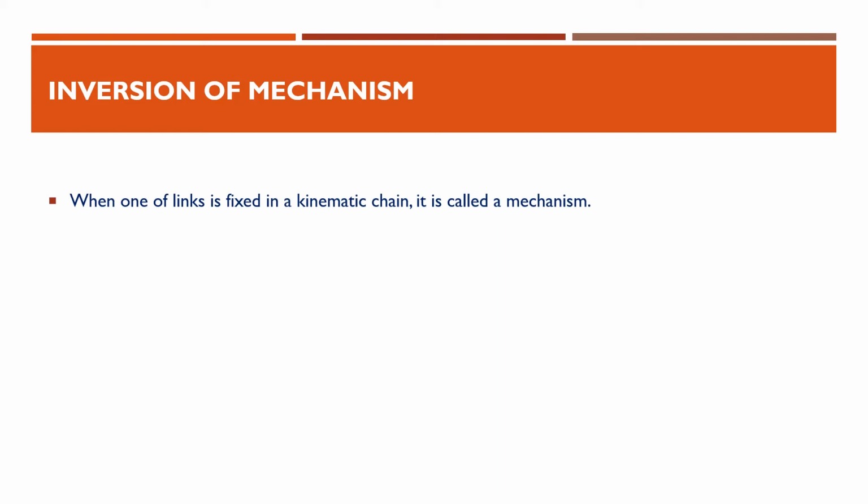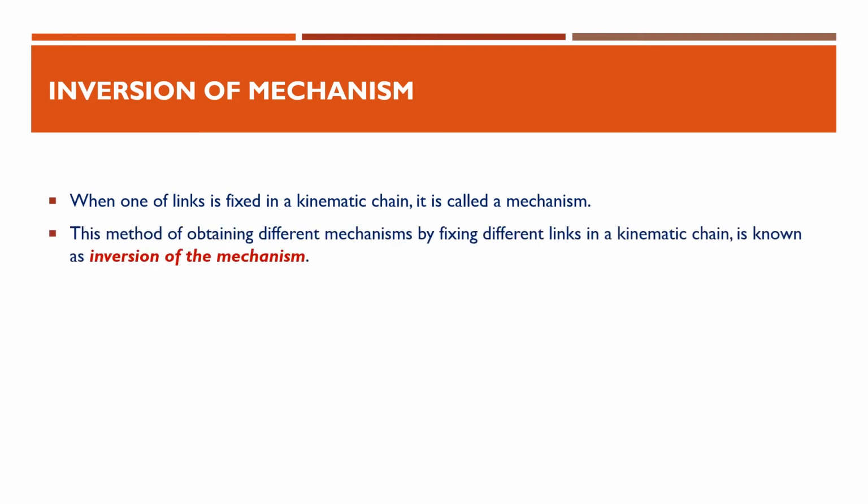Okay, so in a 4-bar mechanism we have 4 links, so we can get different mechanisms by fixing different links. This is inversion. The method of obtaining different mechanisms by fixing different links in a kinematic chain is known as inversion of a mechanism. In a 4-bar mechanism, there are 4 different links. So we can obtain 4 different mechanisms by fixing the different links, one at a time. This is the inversion of mechanism.